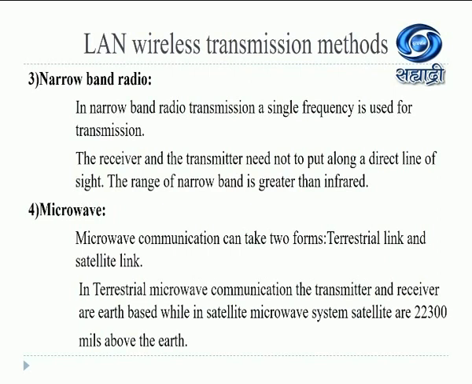The fourth important method of transmission is the microwave. Microwave communications can take two forms of transmission. The first form is the terrestrial link and the second form is the satellite link. In terrestrial microwave communication, the transmitter and the receivers are earth-based, while in satellite microwave systems, the satellite is 22,300 miles above the earth. All of us know satellite communications. The message can be sent from our station to the satellite, and that satellite directly passes the message to the related senders and receivers.